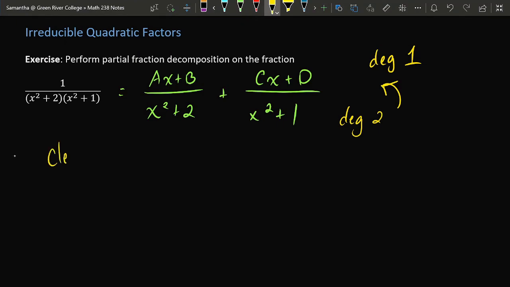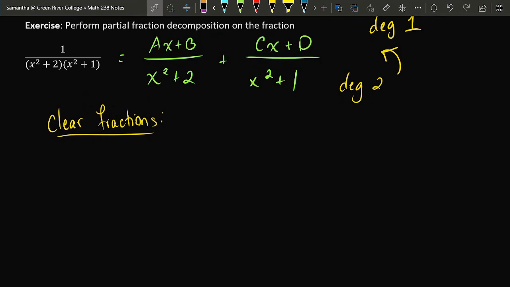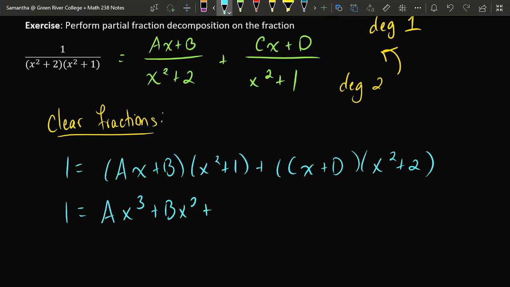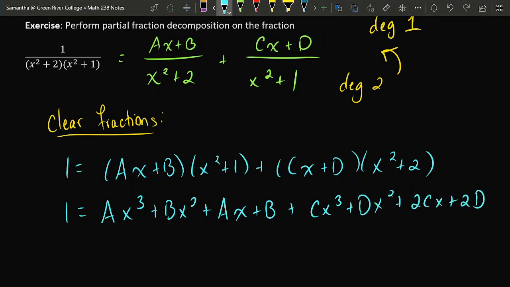Now I'm going to multiply through by the least common denominator in order to clear the fractions. And I'm going to try and do some work to determine the values of a, b, c, and d that would be needed to make this equation a true statement. On the left-hand side, I have 1, and on the right-hand side, I have the quantity ax plus b times the quantity x squared plus 1 plus the quantity cx plus d times the quantity x squared plus 2. And if I multiply that out, I get ax cubed plus bx squared plus ax plus b plus cx cubed plus dx squared plus 2cx plus 2 times d.